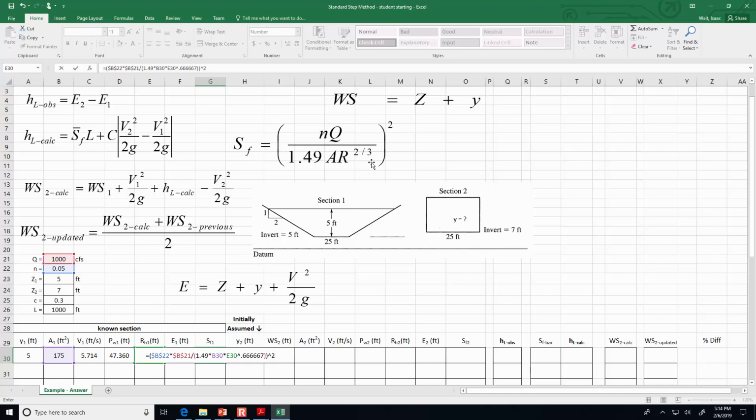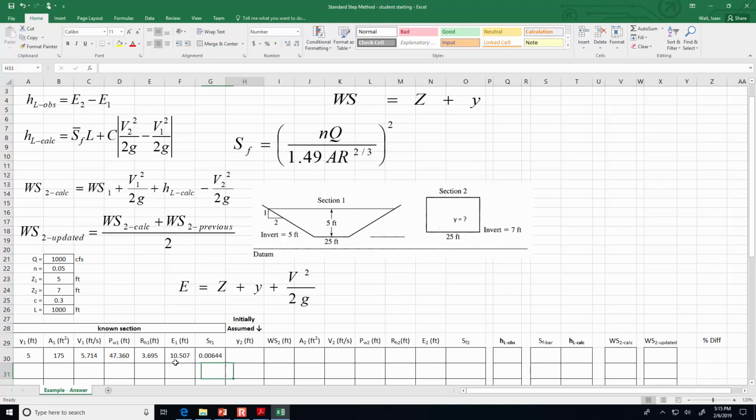Sometimes it's tricky to translate these equations into where all the parentheses need to be with Excel. But it's a good skill to have. Okay, so the slope of the energy grade line at location 1 is 0.00644. Did you get the same thing? Yeah. All right.